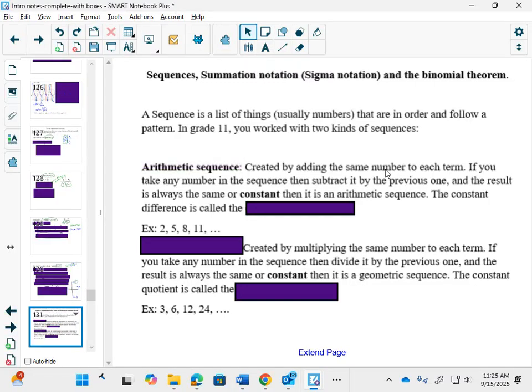A sequence is a list of things in grade 11. The first kind of sequence you looked at was an arithmetic sequence, where you just add the same number every single time to get the next one. And you had some formulas from grade 11 for arithmetic sequences.